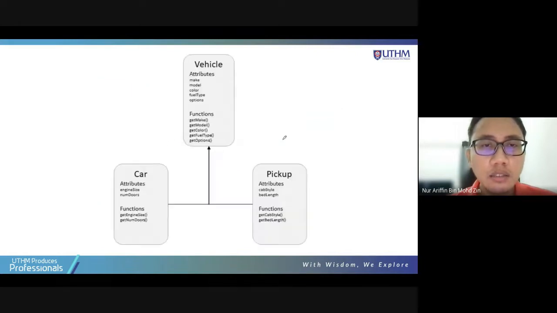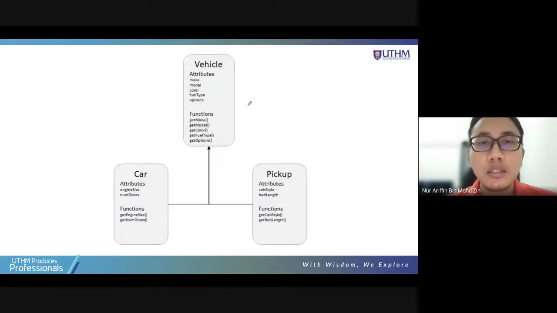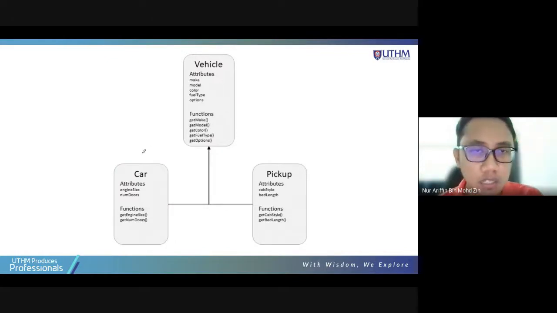And then inheritance. Okay, so inheritance is the ability of one class to extend the capabilities of another. Let's say for this example, we have 3 classes: vehicle, car, and pickup. And then car inherits vehicle. Same goes with pickup. It also inherits vehicle. So what does inheritance mean? Meaning that this car class inherits the attributes and the functions of vehicle. So it takes the characteristics of vehicle.